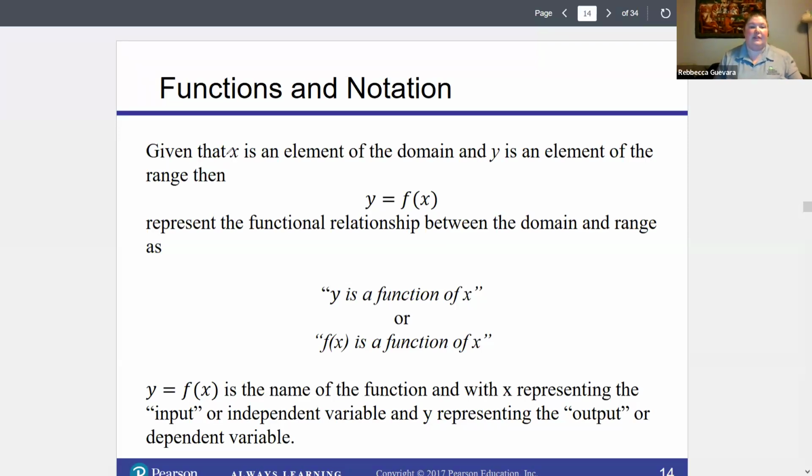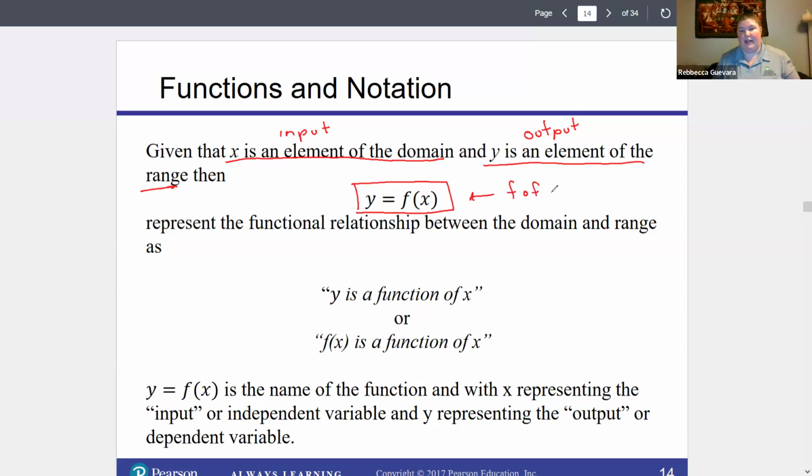If you're given that x is an element of the domain, this means it's an input, and y is an element of the range, essentially meaning it's an output, then we can say y equals f of x. We say that is f of x. y equals f of x represents a functional relationship between the domain and range. So what we're saying is that this is representing a function. And the way we talk about this is we say y is a function of x.